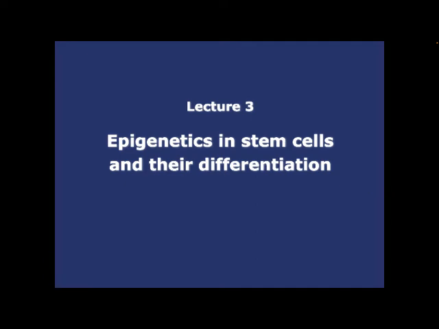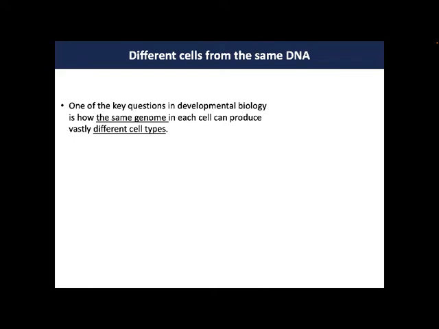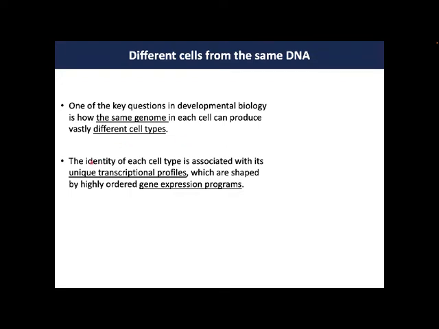Hello everyone. Today we will talk about epigenetics in stem cells and during their differentiation. So all the different cells in our body come from the same DNA. One of the key questions in developmental biology is how the same genome in each cell can produce vastly different cell types. The identity of each cell type is tightly associated with its unique transcriptomic profile, which is shaped by highly ordered gene expression programs.